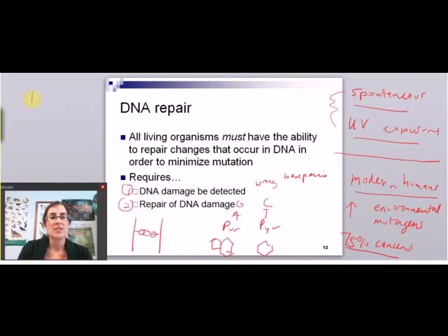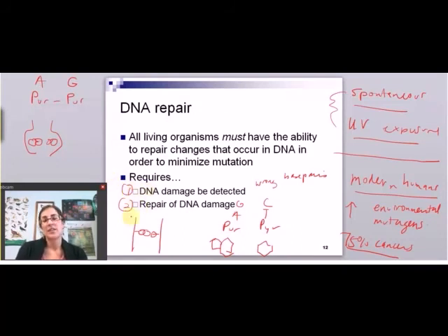If for some reason I have a wrong base pair where I put a purine next to a purine, so this might be an A next to a G, this is not a correct base pair. If I looked at my DNA, it's going to be a bulge because now I have 2 rings base paired with each other instead of the 3 rings that's normal. So that's one of the primary ways that DNA damage is detected.